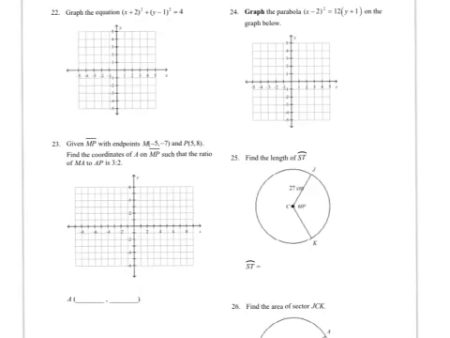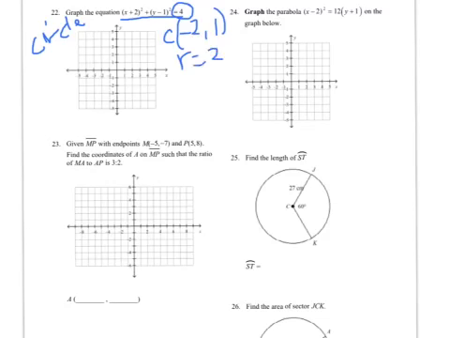In question number 22, they ask us to graph this. Hopefully you remember from the last chapter that this is actually a circle. And in order to graph it, we need a center, which is -2, +1. And the radius is the square root of that number, so the radius is 2.